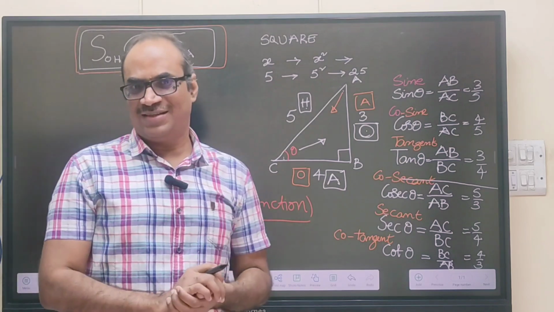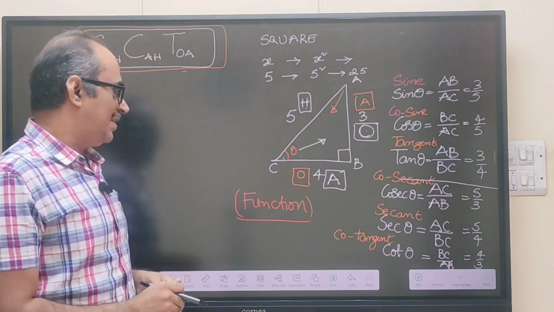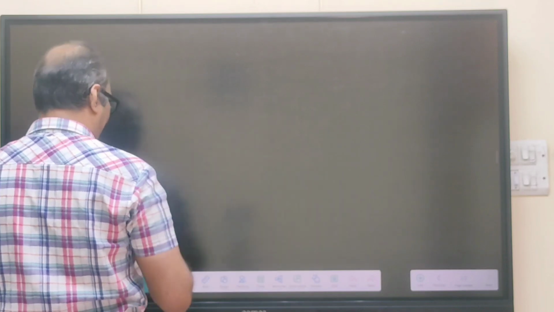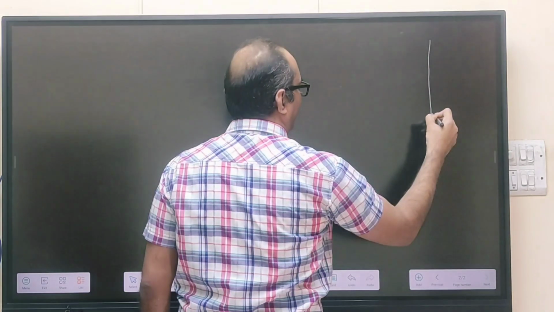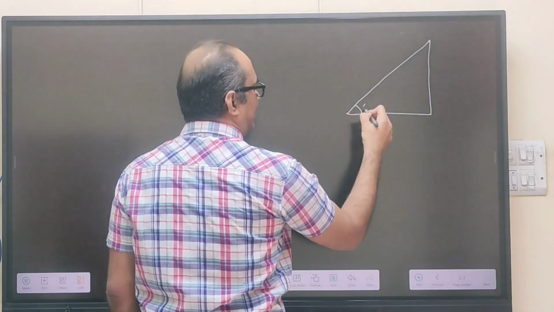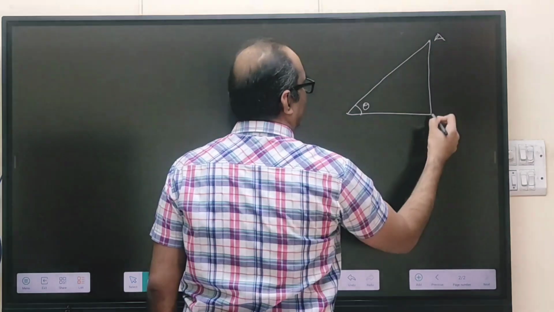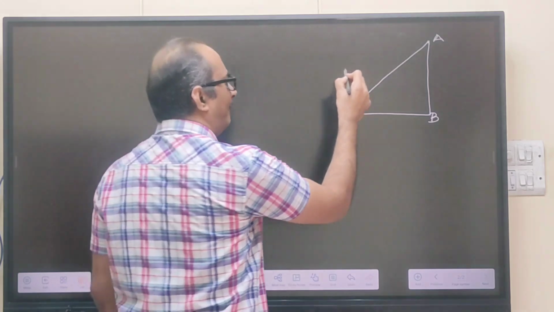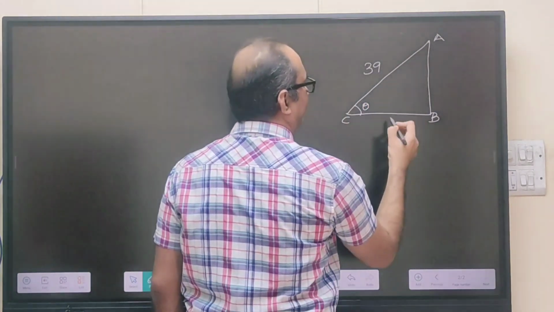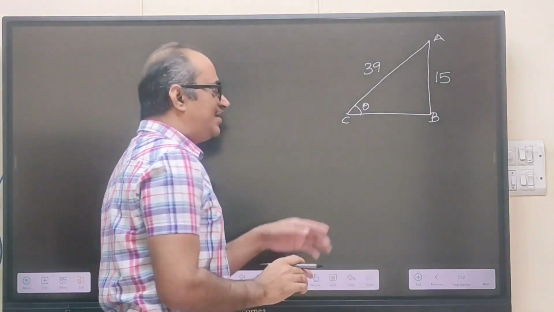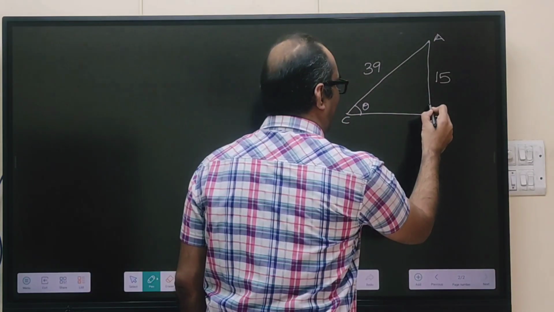Now once you are clear with this, let us do one simple example to understand the concept. We'll take a triangle. Let us say this is theta. They have given us a triangle. This is the triangle they have given us, and they said that angle B is 90 degrees.